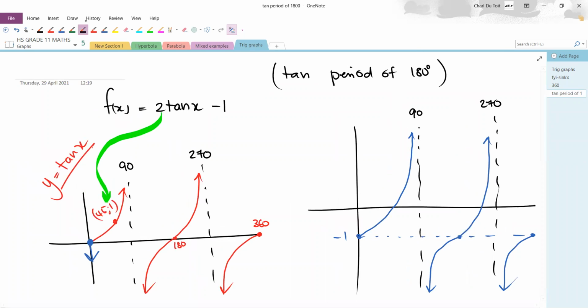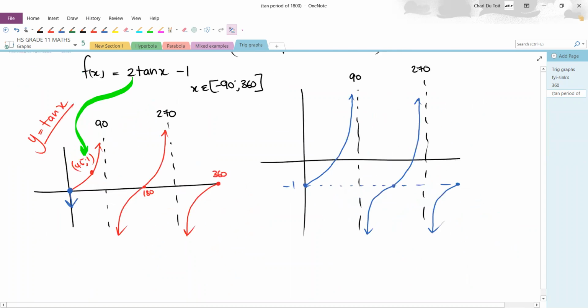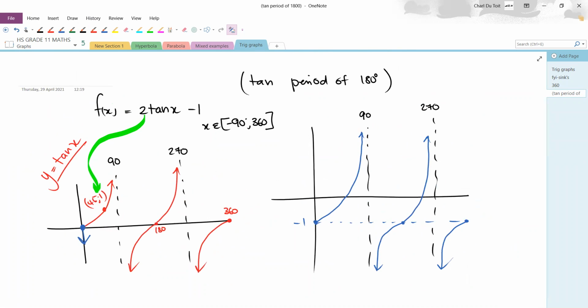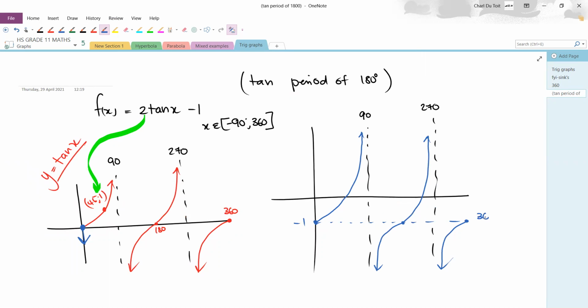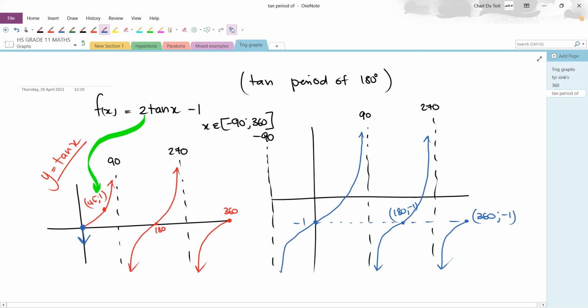Okay, let's just get an interval. Say for instance, I had to draw it where x is an element of -90 to 360. Now I still have to, let's just put that coordinate in there. This is 360 and -1. This is 180 and -1. I have to go 90 back. So this is -90 here. And I'm just going to take that graph and squeeze it down.